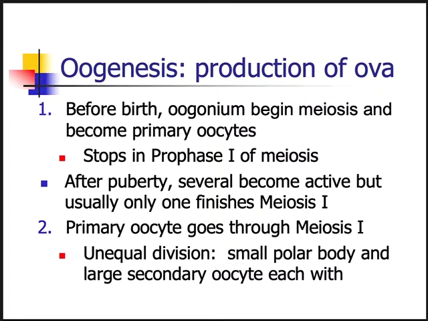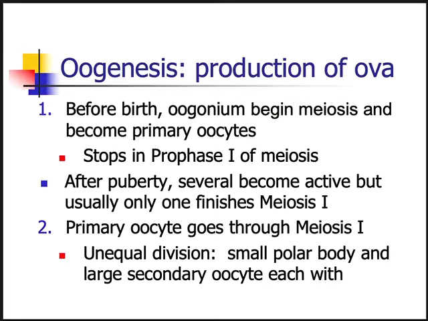And then the primary oocyte goes through meiosis 1. And this is the first unequal division. So you have the small polar body and it degenerates, and then the other one is large, has the secondary oocyte, and each with sister chromatids is what it was supposed to say. It looks like it got cut off.